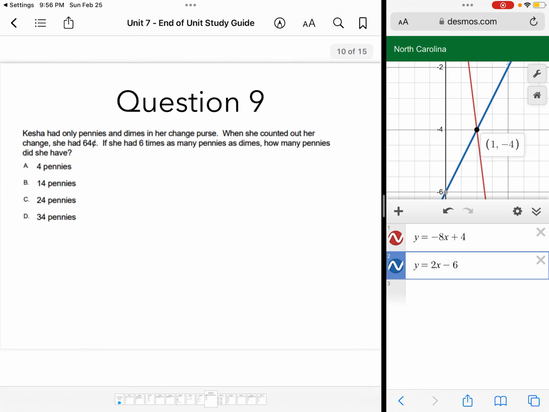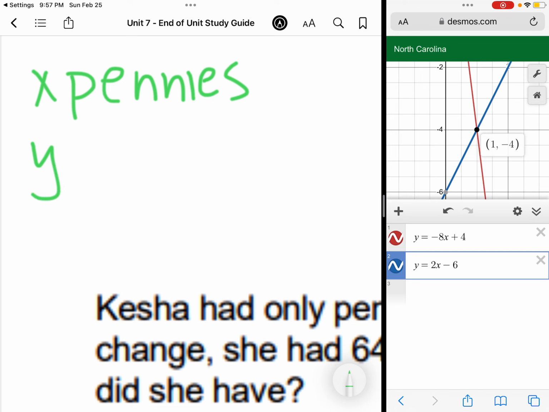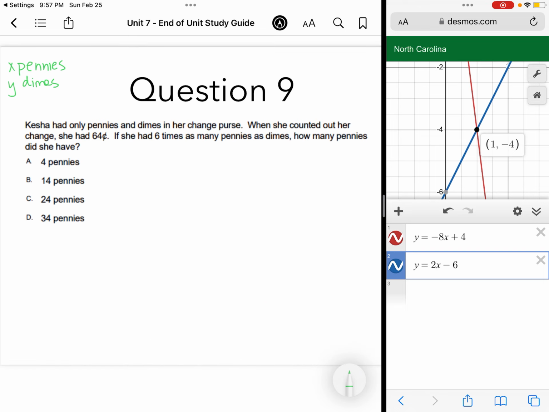All right, Keisha had only pennies and dimes in her change purse. So she only had pennies and dimes. So x is pennies, and y is dimes. Okay, if she had 6 times as many pennies as dimes, how many pennies did she have?